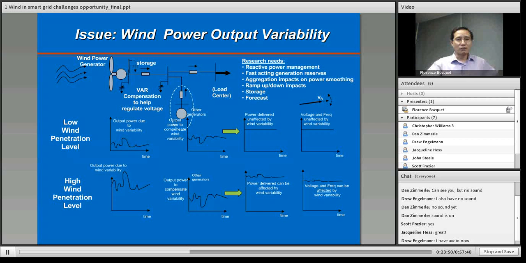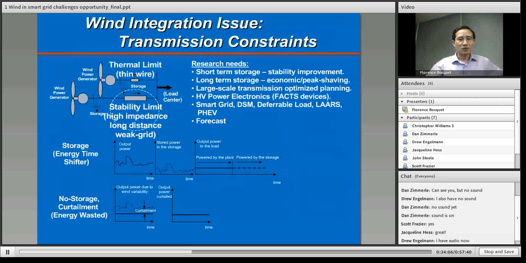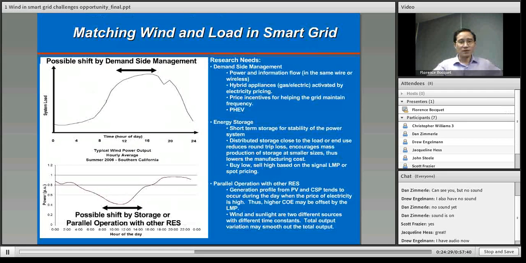So we have talked about wind power variability, right? If we have energy storage, we can help to counteract the variability issue. Also, the transmission constraints will make the wind power transmission from the wind to the load center more difficult, and then energy storage can also help this.